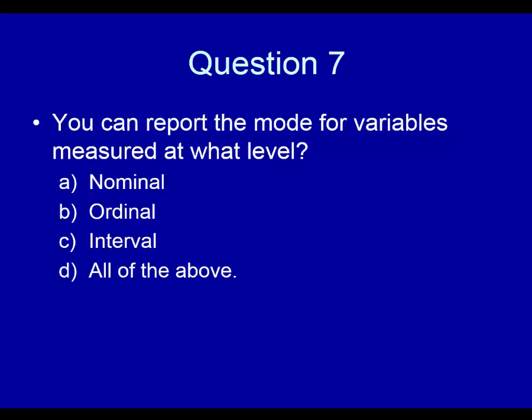You can report the mode for variables measured at any level. You might find that more people are Democratic than either Republican or Independent, so Democratic would be the mode of a variable measured at the nominal level. You might find that agree is the response of more people than either strongly agree or undecided or disagree or strongly disagree. Therefore, agree would be the mode for a variable measured at the ordinal level. You might find that there are more people in your sample who are 31 years of age than any other specific age. So the answer is D, all of the above.